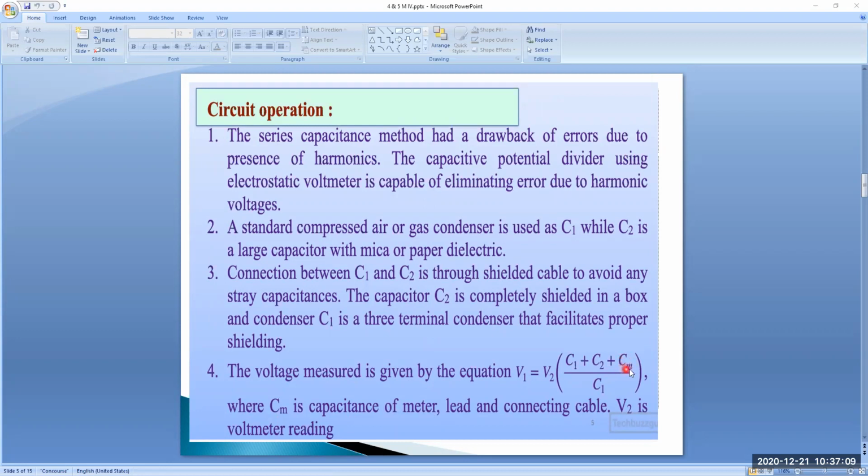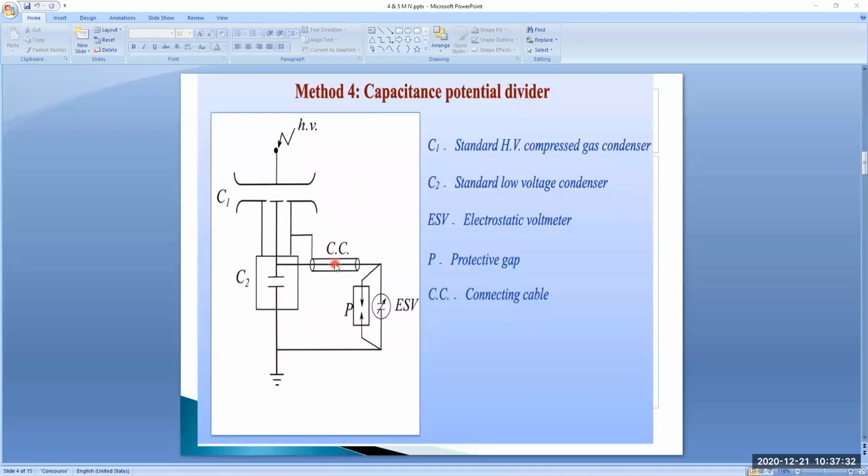The capacitance of the meter also we have to consider, Cm. Otherwise, if it is not considered, there may be an error. It is compulsory to consider the capacitance of the meter, where Cm is the capacitance of the meter and lead and connecting cable, because the lead and connecting cable also add capacitance effect into the circuit.